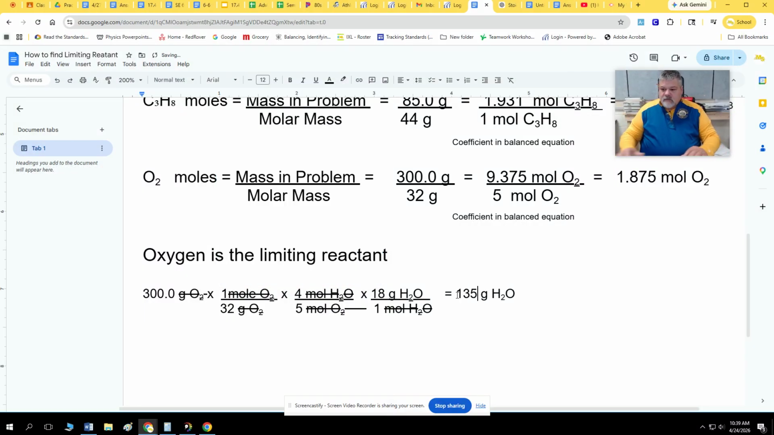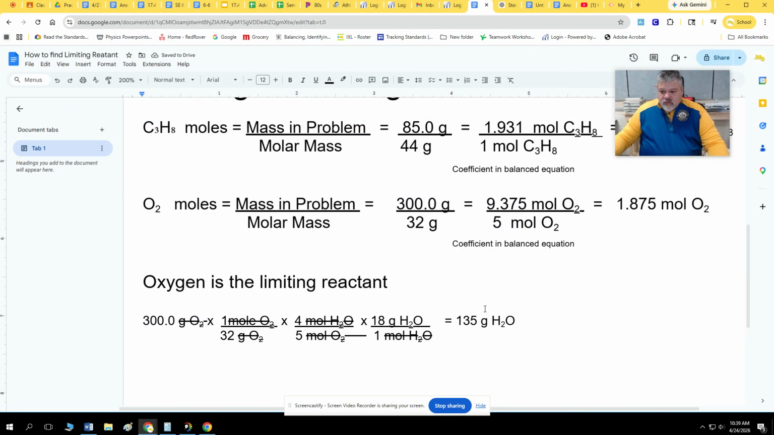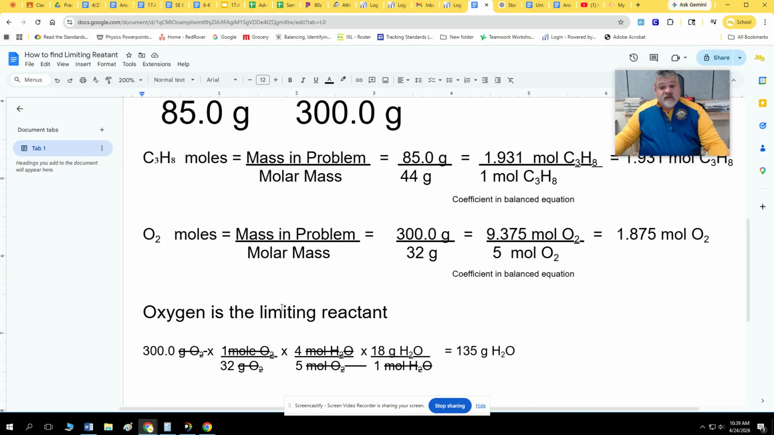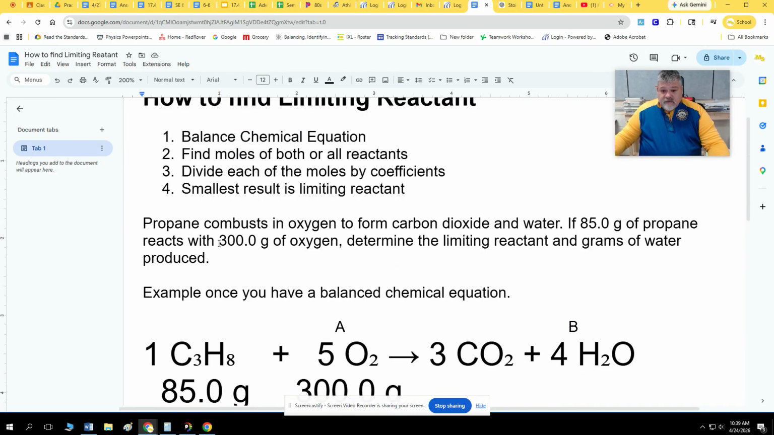135 grams of water. So if I go back to the original problem, I have to make sure that it's in the correct number of significant figures. So I have 4 significant figures here, and I have 3 significant figures there, which means that my answer should be in 3, possibly 4 significant figures. Since we're using the 300 grams, I'm going to say that we need to have 4 significant figures because this is the one that we're using. This one is not involved in it. Okay, so we need 4 significant figures.